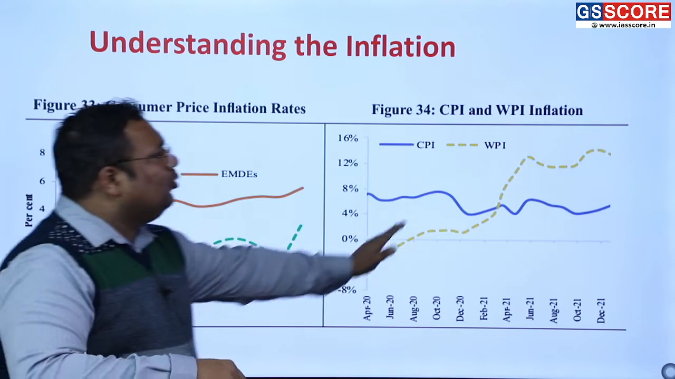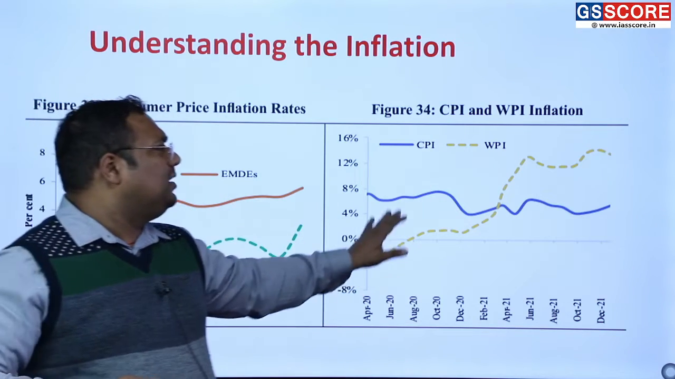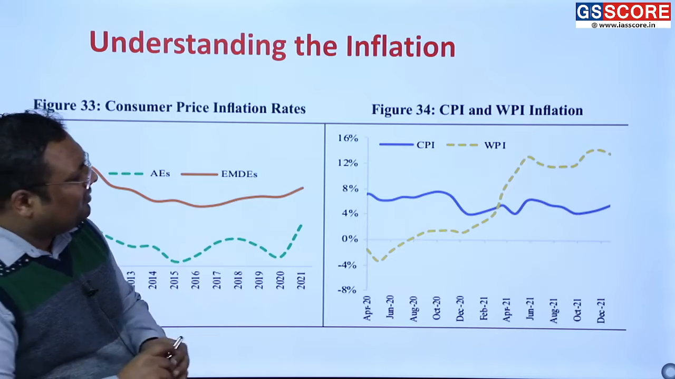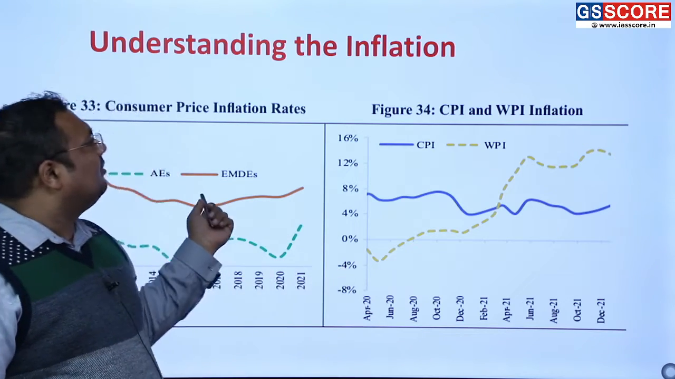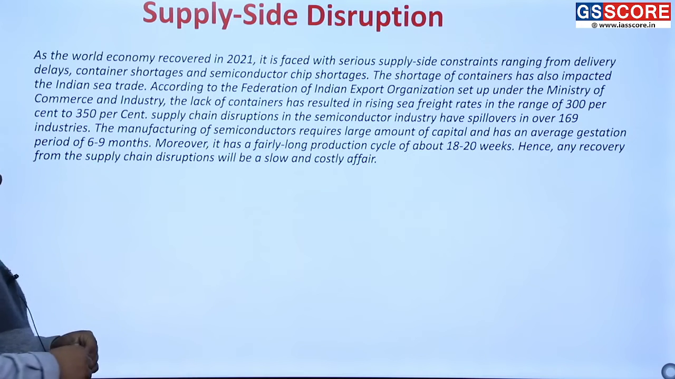Why is WPI higher than CPI? Usually CPI is higher than WPI. But why is this happening? The reason is the global supply chain. And this is our last slide as well. So there has been a supply side disruption. I will read it out quickly here.